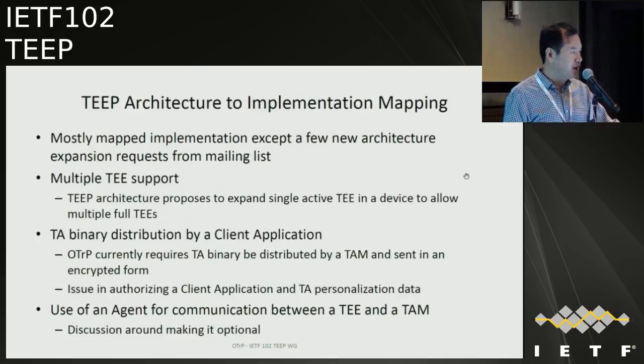This one is, I think, the architecture document, which I will not repeat here. There are gaps today because of new features about multiple TEE support and TA binary distribution by client application. This has not been designed in the OTrP protocol yet, but we'll continue to work on the architecture. Once there's a resolution for that, then we'll put it into the protocol part.